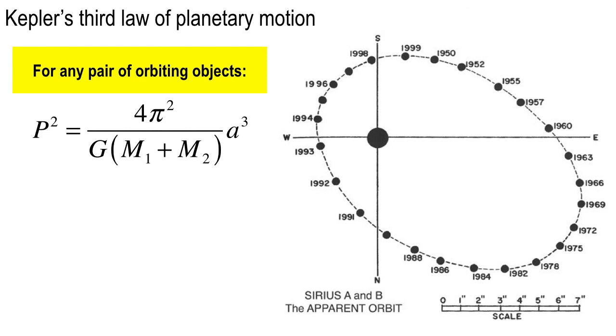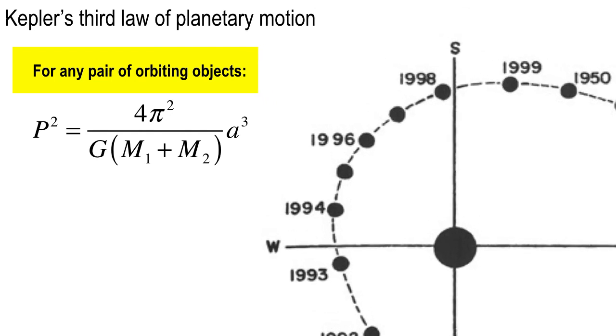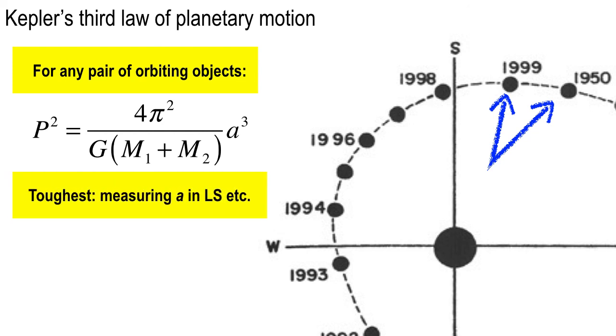So we can use this third law of planetary motion for any pair of orbiting objects. Now, here's Sirius A and Sirius B. And we've been tracking the position of Sirius B around, and here's Sirius A right here, for over 100 years, I think. And we know the mass of each of those. And on Thursday, we are going to actually work on Sirius A and Sirius B and do a real, true Kepler's third law calculation.